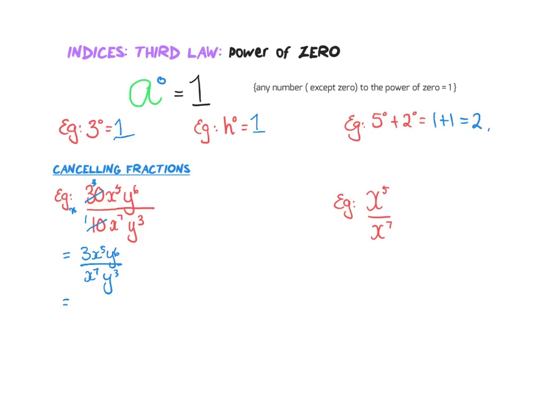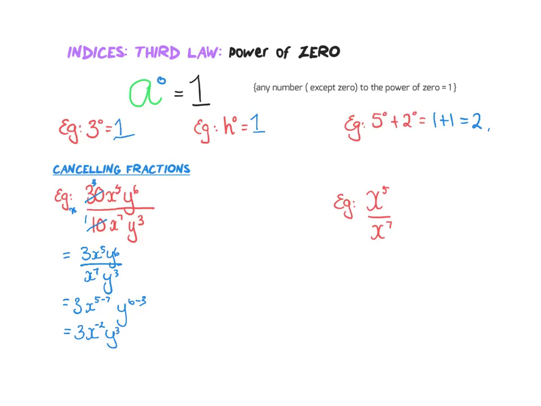Now when we have the x's, they're the same base and they're dividing, so we know that we subtract. The same with the y's, if they're the same base, we can subtract them. So if we do that, we're left with x to the power of 5 minus 7, which is actually negative 2, and y to the power of 6 minus 3, which is 3.